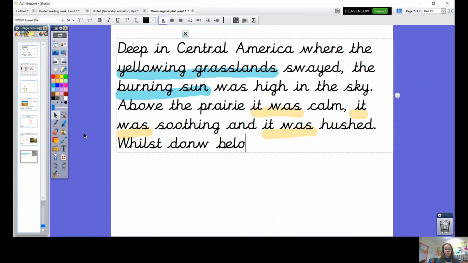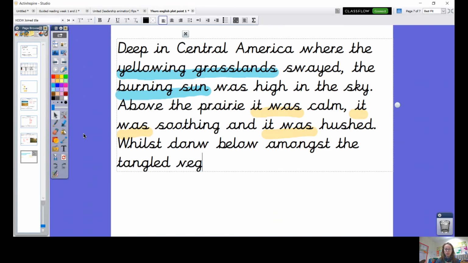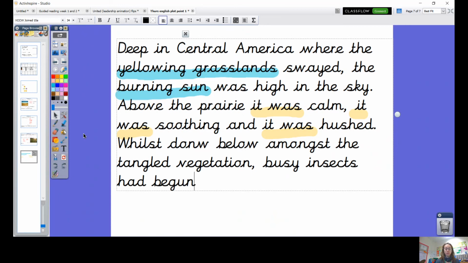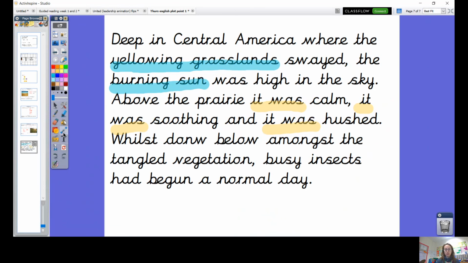Whilst, down below, amongst the, now I want to describe that vegetation here, amongst the, I'll highlight the tangled word, tangled vegetation, busy insects. Let's introduce the ants. Busy insects had begun. And there is my 3 chunks together.